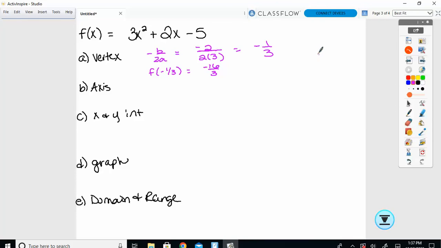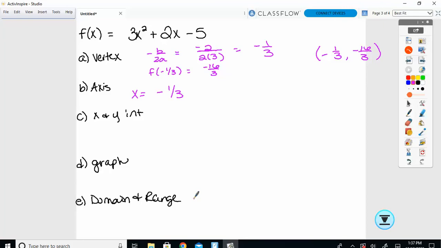And how do you have to write that? When I ask for the axis of symmetry, I expect that to be written a certain way. The axis is a line. So you have to give me the equation of a line. So what is it? So just x equals the x value of your vertex.